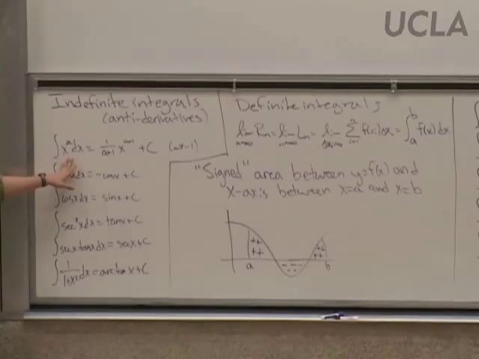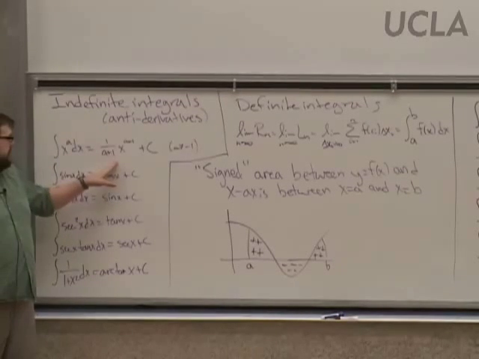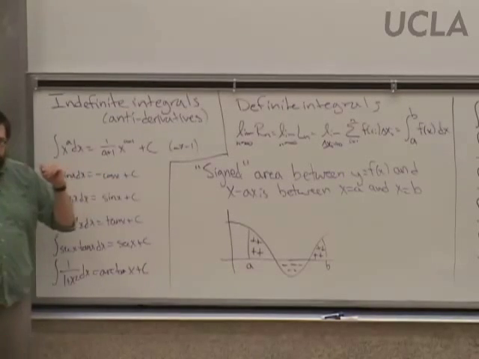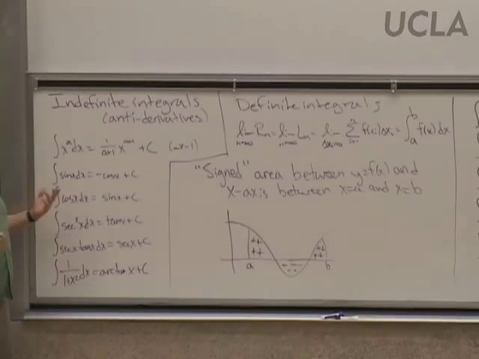So the antiderivative, or if you like, the indefinite integral of x to the a dx is 1 over a plus 1, x to the a plus 1, plus, of course, an arbitrary constant. So antiderivatives differ up to a constant. So that's why we always have these plus constants on the end.